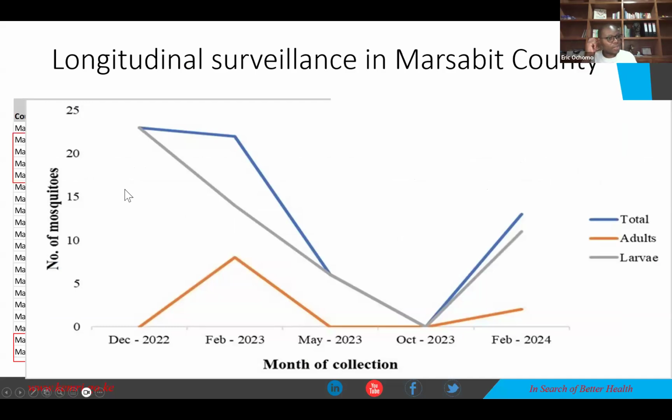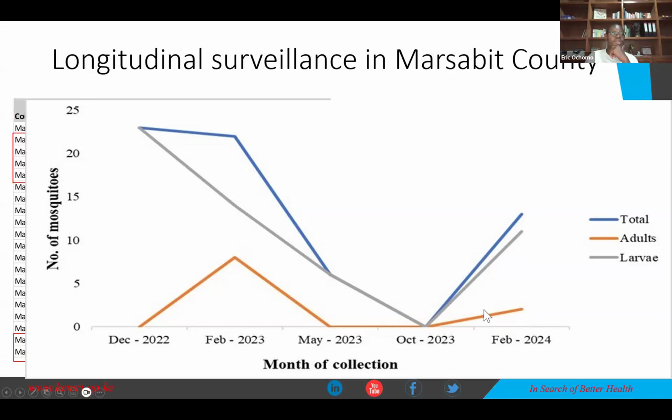We've had an attempt at longitudinal surveillance. In the site in Marsabit where we collected stephensi way back, we've gone back multiple times. Every time we go back, we try and sample for both adults and larvae. The first time we went out there, we only got larval samples. Then we went back in February of 23 and we got both adults and larvae. Then we went back in May and we got only larval samples, no adults. We went back in October 23, which was nice. It was raining, there were habitats everywhere. We found nothing, not one stephensi mosquito, and this was sampling over 10 days. We went back in February 24 and we had adults and larvae again.